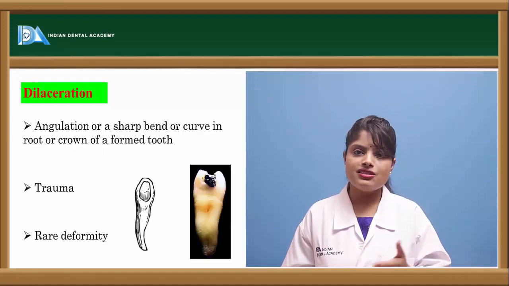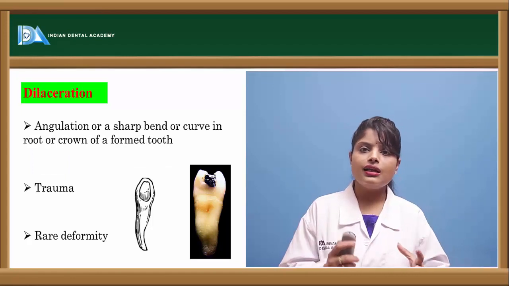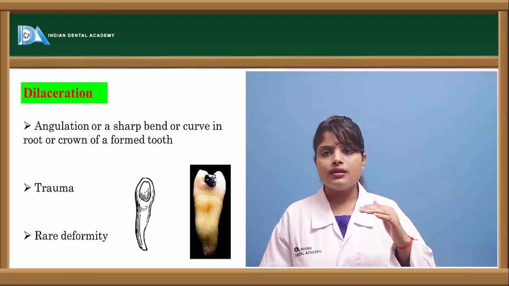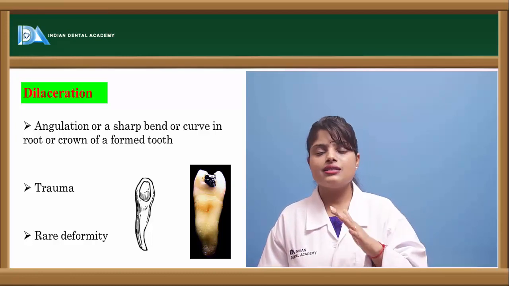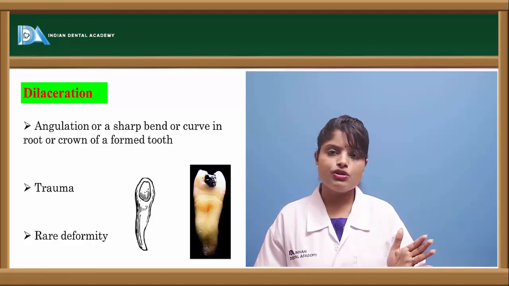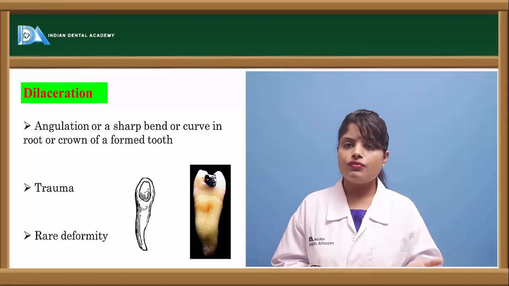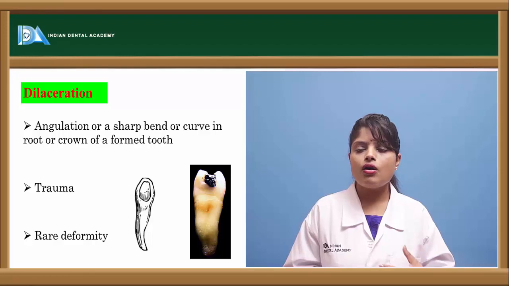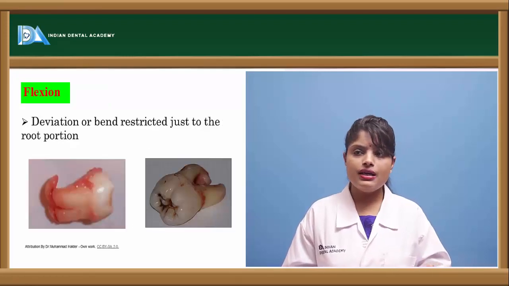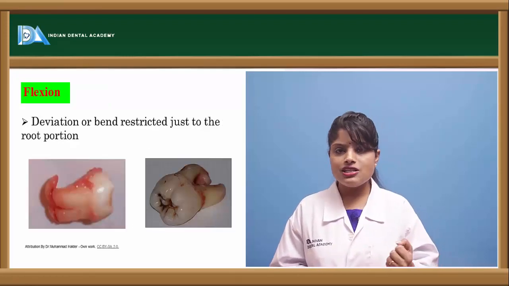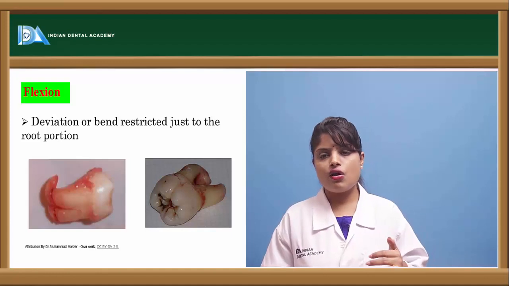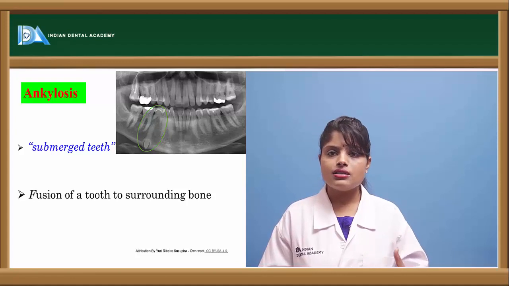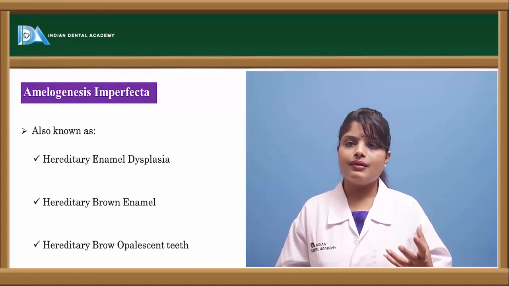Then is the dilaceration. Dilaceration is a displacement of the root, or the curvature of the root as well as the curvature of the crown. It can be due to delayed eruption of the permanent teeth. It can also be due to trauma or physical forces. It is generally a rare deformity. Flexion is just the curvature which is found in the root, which is not found in the crown. Then comes ankylosis, which is a fusion of the tooth to the underlying bone.